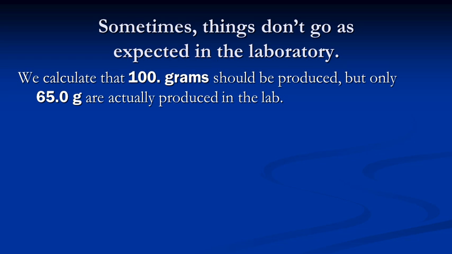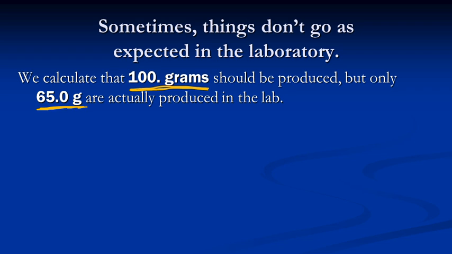Maybe you do a calculation ahead of time and find that you should be able to make about 100 grams of a product. But then once you get into the laboratory, you do the reaction and you find that for some reason you only make 65 grams, just as an example, or you might make even less than that. So something unexpected happens. Now, why is that?